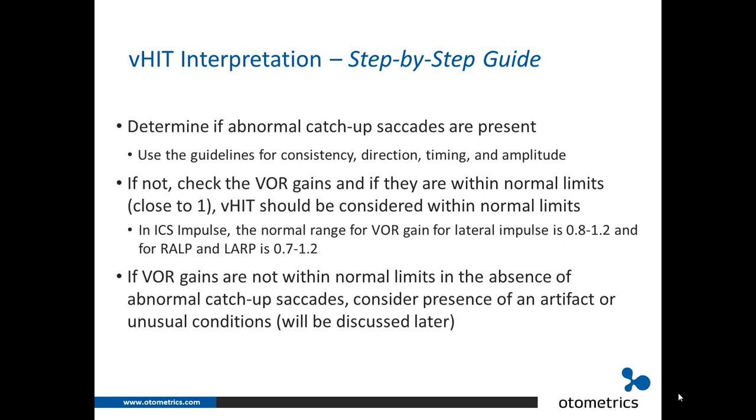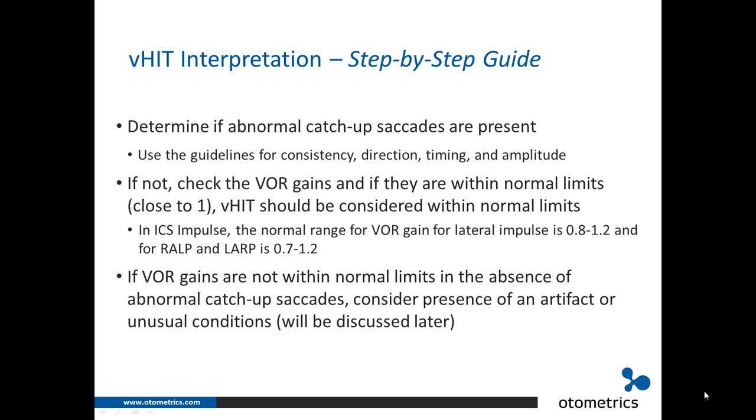If they are close to 1 and within normal limits, then consider vHIT to be normal. In ICS Impulse, the normal range for VOR gain for lateral impulse is 0.8 to 1.2, and for RALP and LARP is 0.7 to 1.2.